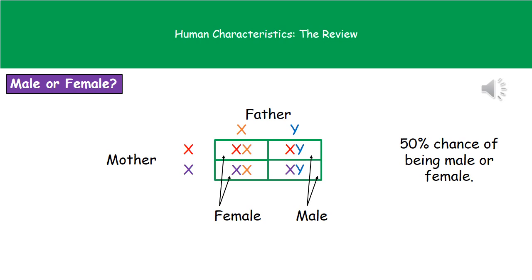Now it's good practice to write in what the actual outcome of those combinations is. So you can see I've labelled the 2 boxes on the left as female and the 2 boxes on the right as male, because obviously females have XX, males have XY. And then finally write down the percentage chance. So in this case, in any case that we're looking at the determination of gender in humans, it will be a 50% chance of being male or female.